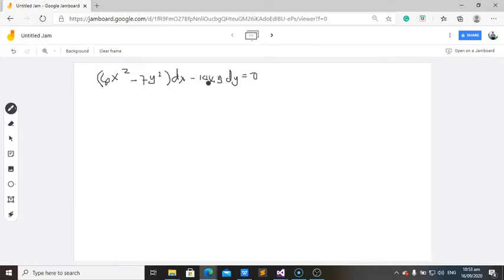My question here, okay, guys? My question, can we do variable separable in this given equation? Can we make it variable separable? Try. If we make it variable separable, what can we divide?